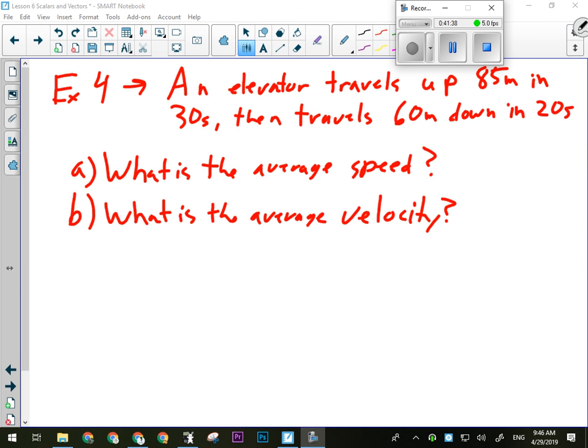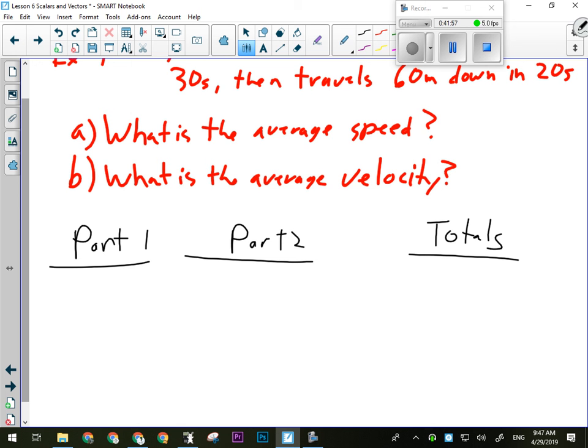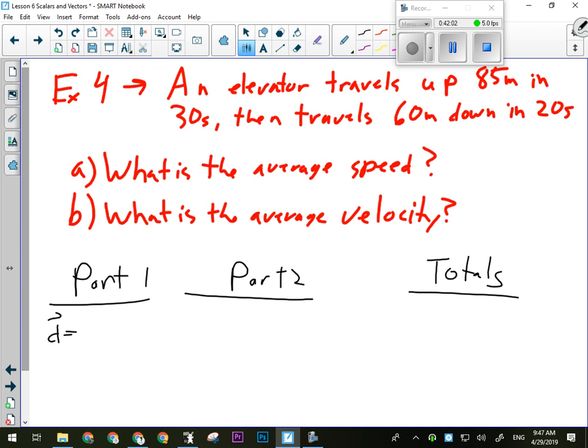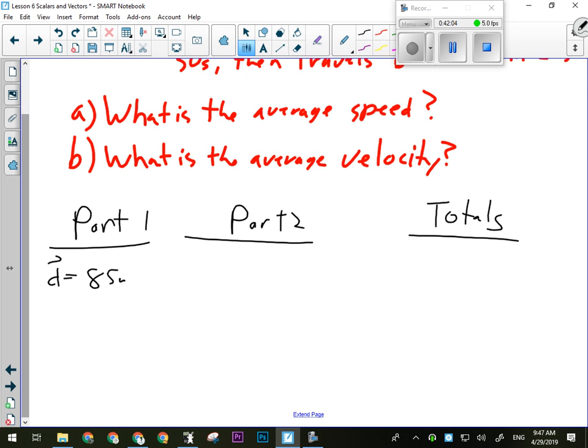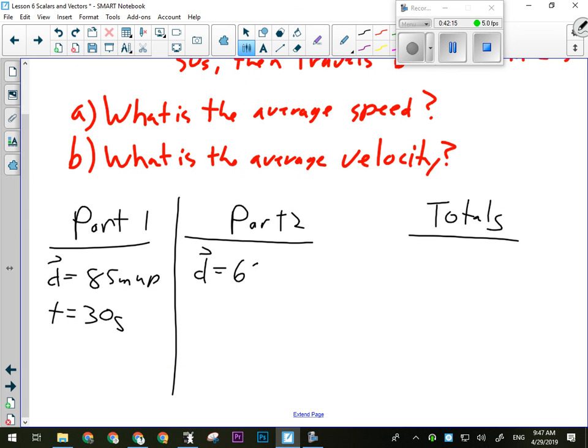All right, let's have a look at this one. Because this is a trip that has more than one part, it has 2 parts, we want to write down our givens part by part. So we'll have the givens for part 1, givens for part 2, and then our totals over here. In part 1, we're displaced 85 meters up in 30 seconds. And then in part 2, we go 60 meters down in 20 seconds.